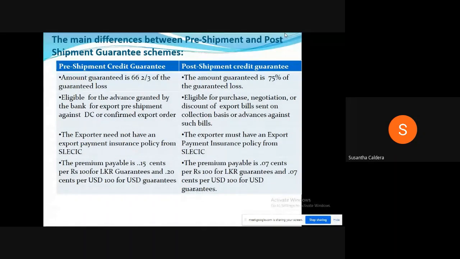Make it a pre-shipment again. Pre-shipment එකේදී බඩු manufacture කරලා යවන්න ඕනේ. මෙතන we have already shipped the goods, right? Then eligible for the advance granted by the bank for export pre-shipment against DC, against LC or confirmed export order. Again, eligible for the advance granted by the bank to the customer, keeping this pre-shipment trade guarantee.